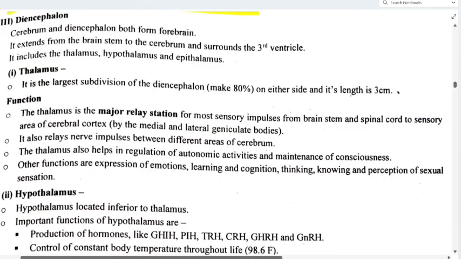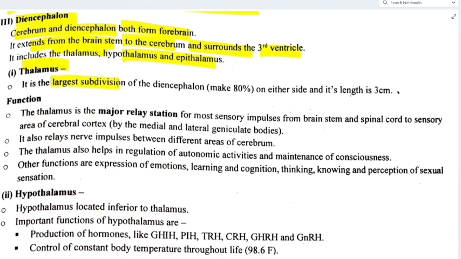Now coming to diencephalon. Cerebrum and diencephalon both form forebrain. It extends from the brainstem to the cerebrum and surrounds the third ventricle. It includes thalamus, hypothalamus and epithalamus. So let's see what is thalamus. It is the largest subdivision of the diencephalon, making up 80% on either side, and its length is 3 cm.